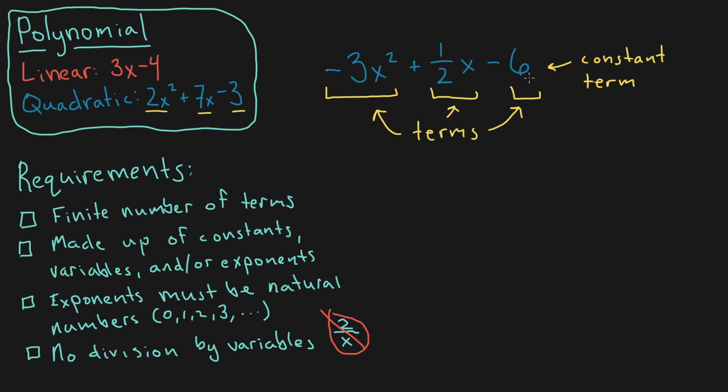You may have guessed the reason that it's the constant term is because it doesn't change based on the variable changing, because we're not multiplying it by a variable. And then the other term that has a special name is this term here, the term that has the largest exponent on it. So this is x squared, that's the largest exponent of all the terms. That is our leading term.